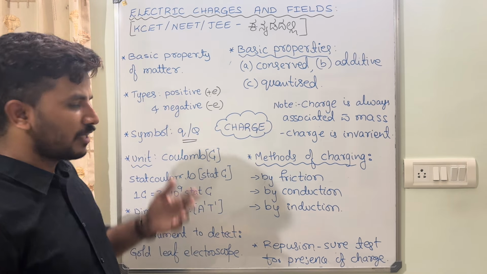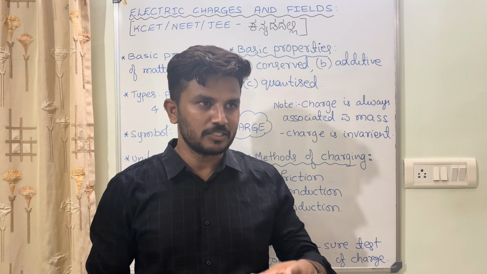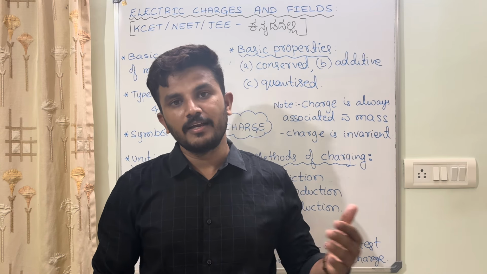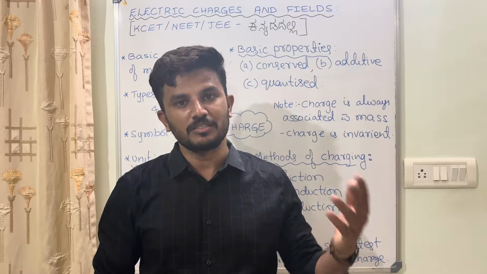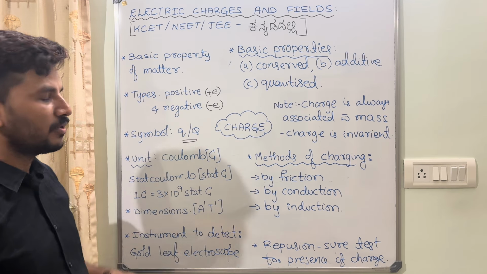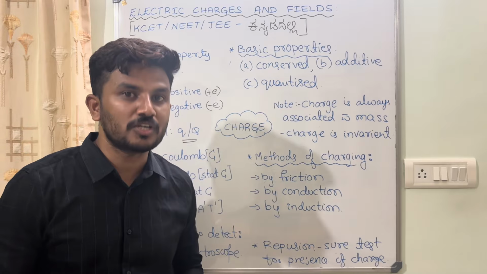Okay, so you already know that protons are present in the nucleus of an atom along with the neutrons, and electrons revolve around the nucleus in different orbits, right? Then we have the symbol. What is the symbol to represent the charges?